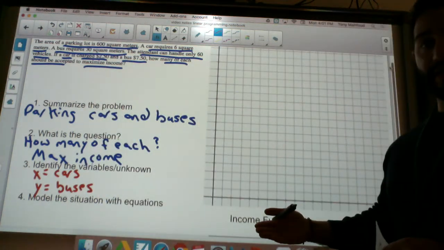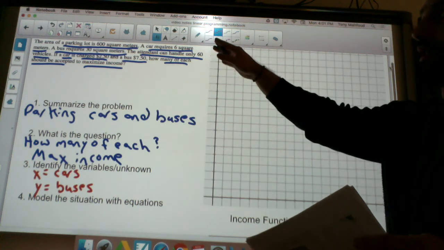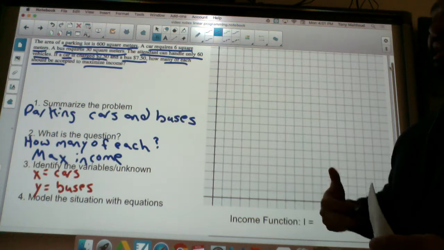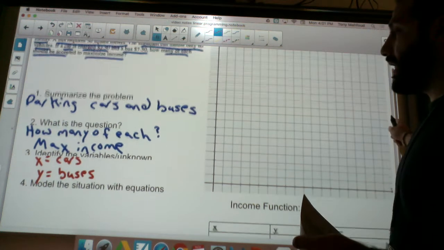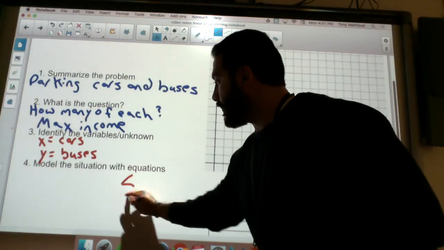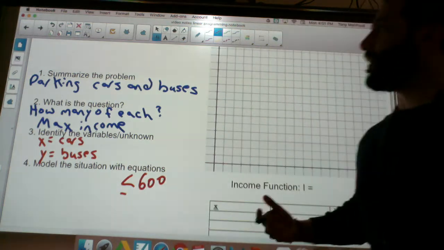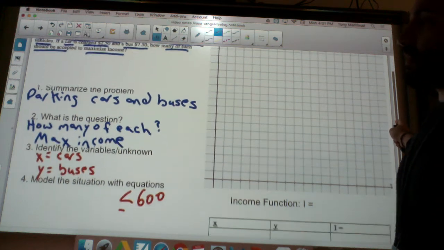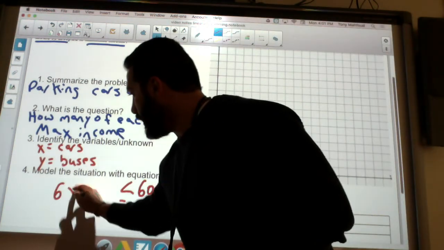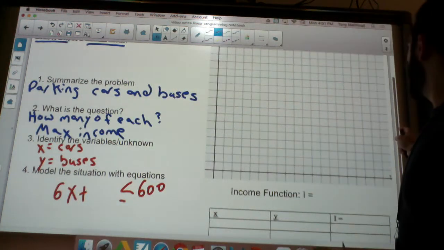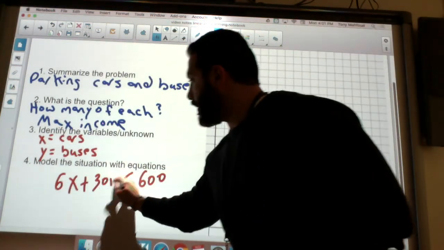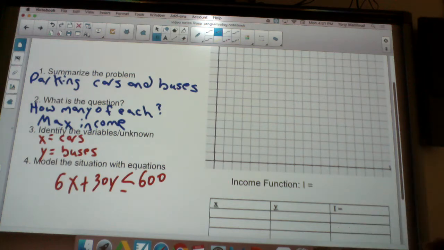Now, can I go over 600 square meters? No, because that only allows 600 square meters. It's the only way that they could fit, but it could be less than that, right? So we want to look at less than or equal to 600. But where am I getting that from? I'm getting it from the car that takes 6 square meters, and I'm getting it from the buses that take 30 square meters. So that gives me my first constraint: 6x plus 30y is less than or equal to 600.